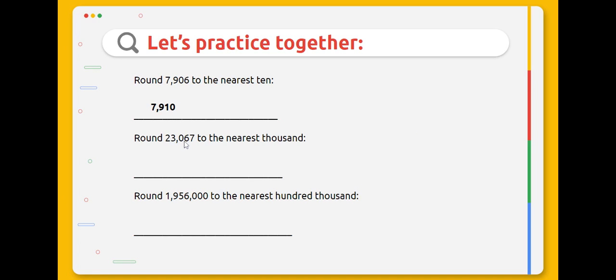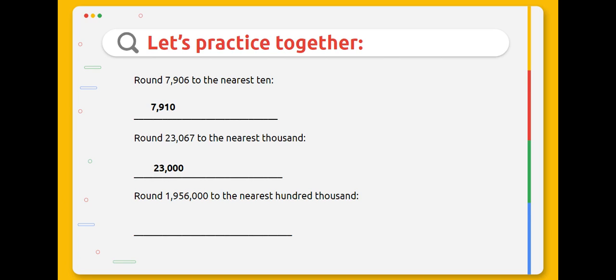All right, let's look at this next one. Rounding 23,067 to the nearest thousand. Okay, so here's the thousands. Remember, I look behind. 0 is less than 5. So the 3 is going to stay, and we're going to round down. And what it means to round down is that the 3 stays the same, but everything behind it becomes 0. So we rounded down.